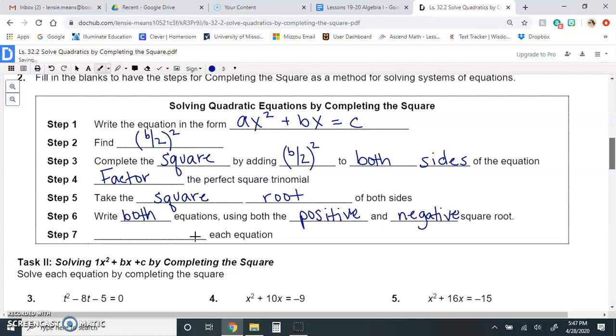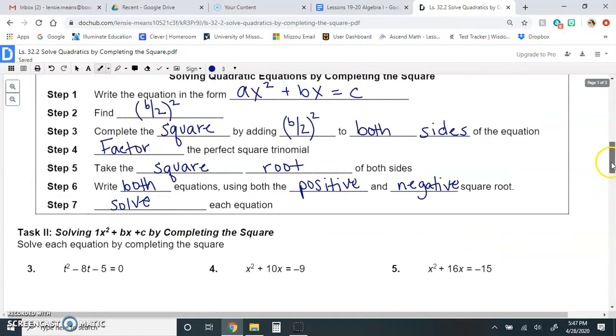And then step 7 is to solve both equations, or solve each equation. Since you just created two equations, you will have to solve both of them. So a lot of times we will end up with two answers here. Remember, that's okay, because when we're solving quadratics, we're looking for the roots of that quadratic, and a lot of our quadratic functions have two roots or x-intercepts because of the way that the parabola is formed.